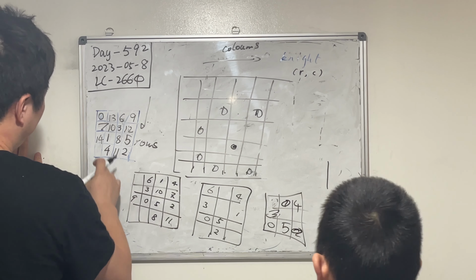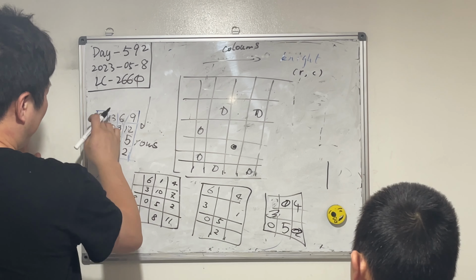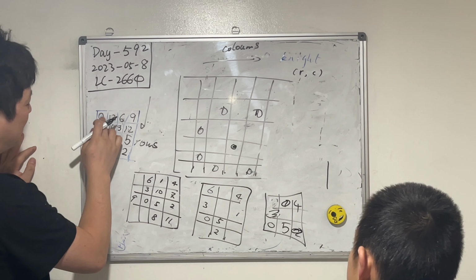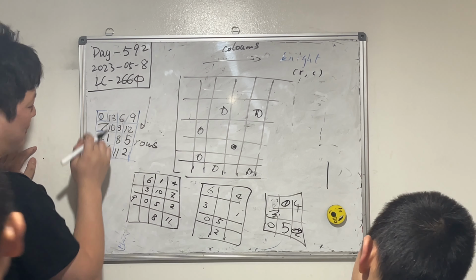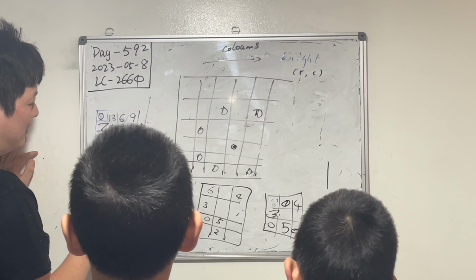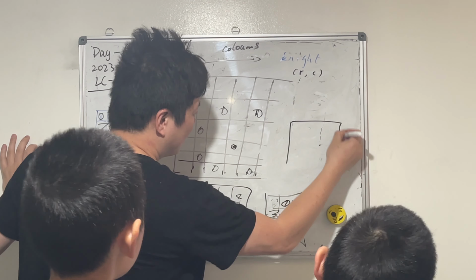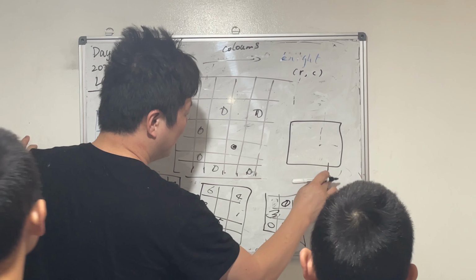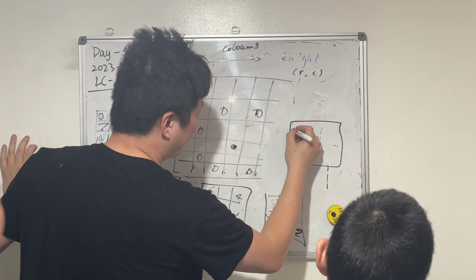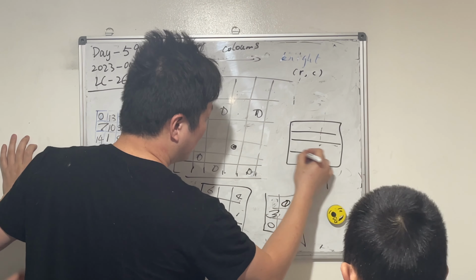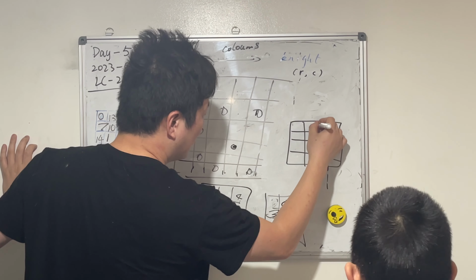Maybe we try 3 times 3. Is it possible with 3 times 3? 1, 2, 3, 4. No, 3 times 3 never, right? 2 times 2, 2 times 3, no. So the smallest we can do, I think, is 4 times 3, or 3 times 4. I'm pretty sure 4 times 4 is possible.